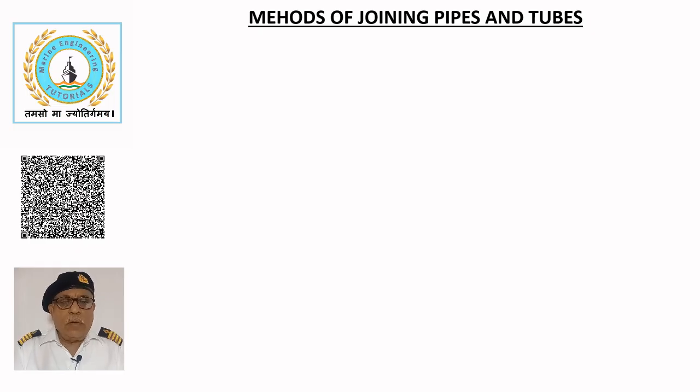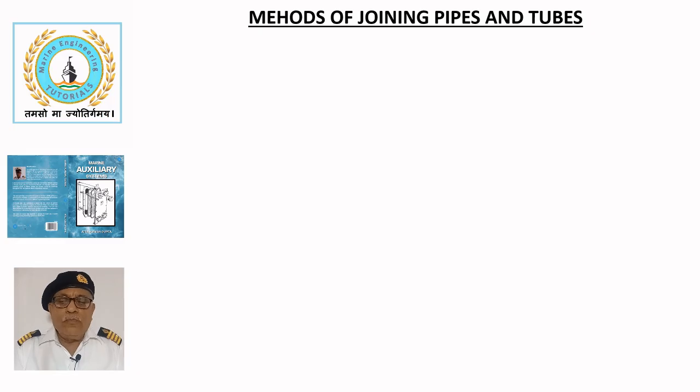Methods of joining pipes and tubes. Marine pipes are joined together with flange connections. Flanges are suitable for a wide range of pipe sizes and pressure ratings. They allow easy disassembly and maintenance of the system even in the compact environment of the engine room. Proper gasket selection is crucial to ensure a leak-proof seal.